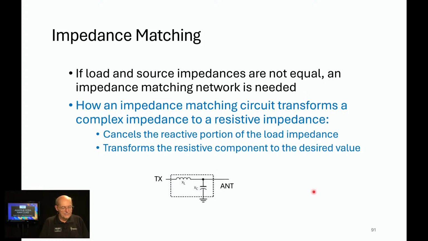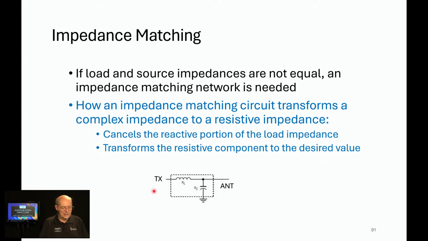If you have an impedance matching network, and I'm showing one here, a very simple L filter. How does an impedance matching circuit transform complex impedance into a resistive impedance? This is all combined in one question, but there's two elements. It cancels the reactive portion of the load impedance. Remember we talked about complex impedances? Well, you want to cancel out the J factor and then transform the resistive component into the desired value.